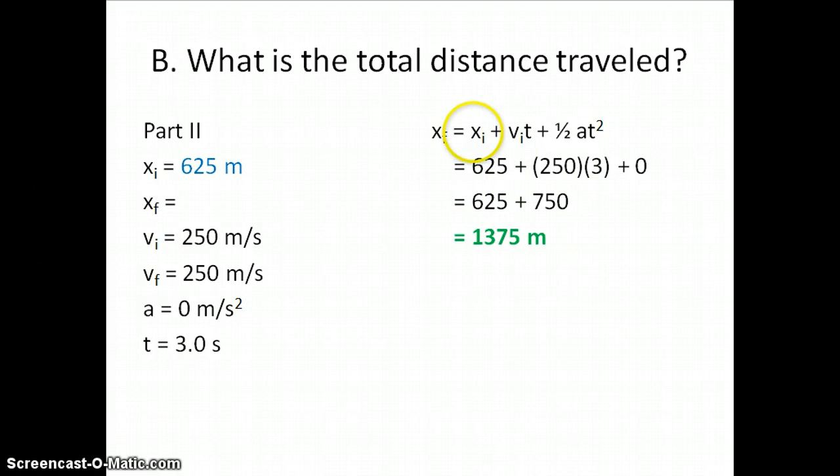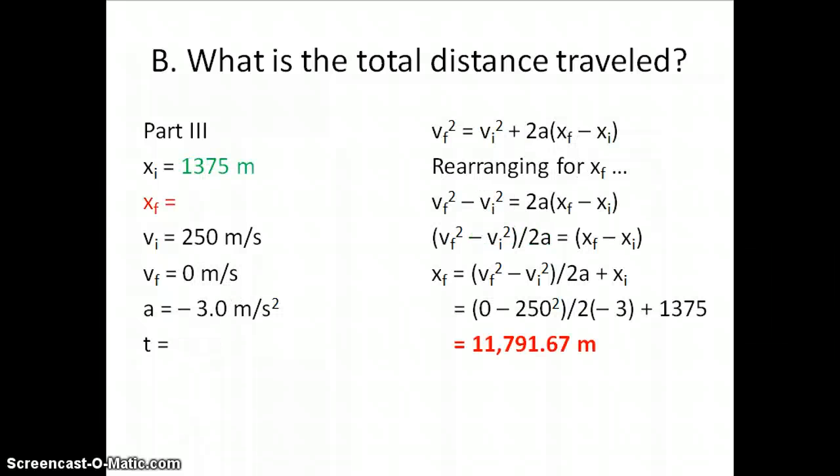So back in here, for part two, XI is no longer 0. It's 625 and your VI is no longer 0 as well. However, your acceleration is 0. So again, just a simple plug and chug in here, and then you get your answer to be 1375. So at the end of part two, you're at 1375 meters. Now for the final part, we take that answer and plug it into part three. So this is your initial position at part three, and you're looking for this.